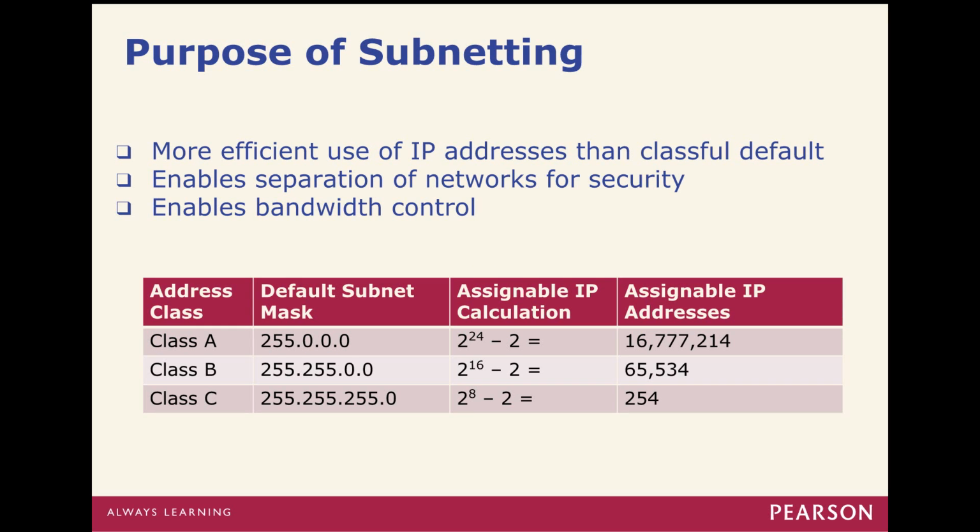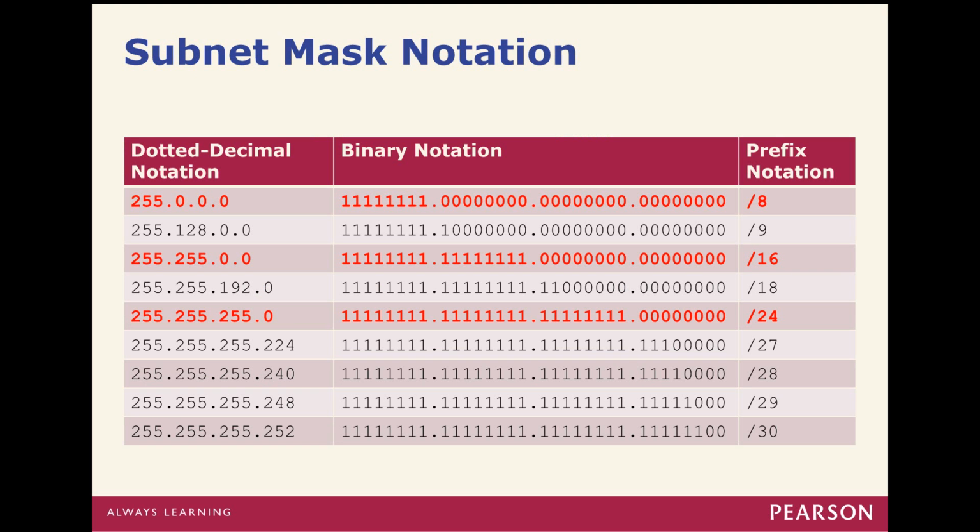So the purpose of subnetting is to make more efficient use of IP addresses, separate off our networks for security, and we can maybe give certain bandwidth restrictions to one subnet over another, or not throttle bandwidth on one part of the network but do it on the other. So here's again our classful subnet masks and what those assignable IP addresses look like. But that's a lot of networks, right? It's a lot of hosts, I should say.